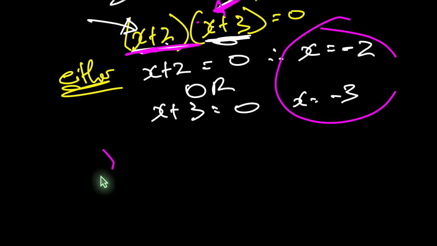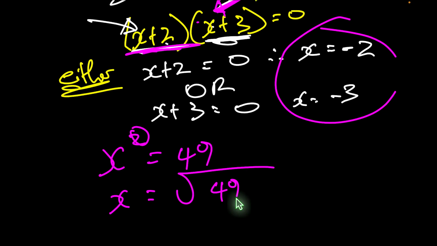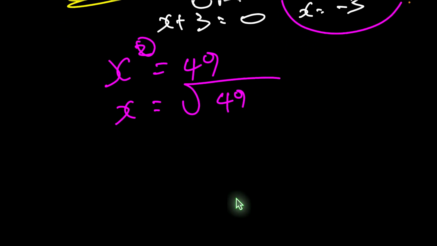Let me show you one more. Let's say we have x squared equals 49. Remember, the highest power of x here is 2, so it would be a quadratic. And what we do is simply take the inverse of x squared, so the square root of 49, and this is where the two solutions come in again, so it would be plus 7 or minus 7 for our answer. So that's the idea there.